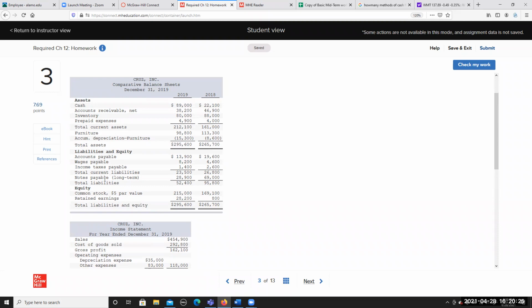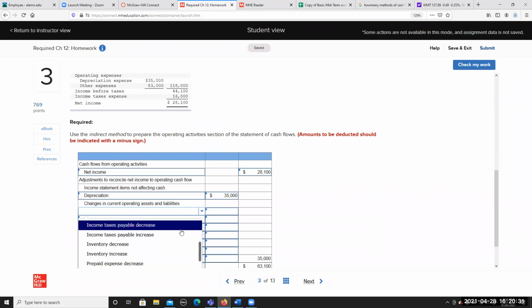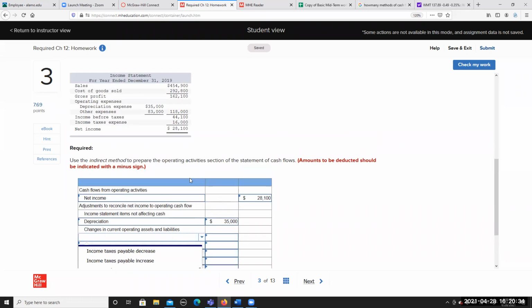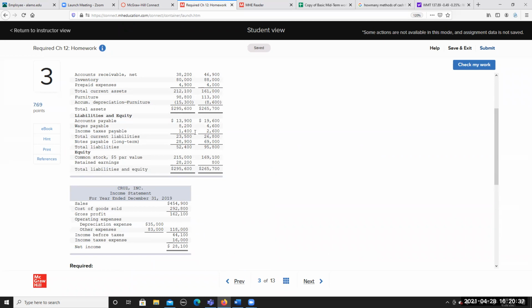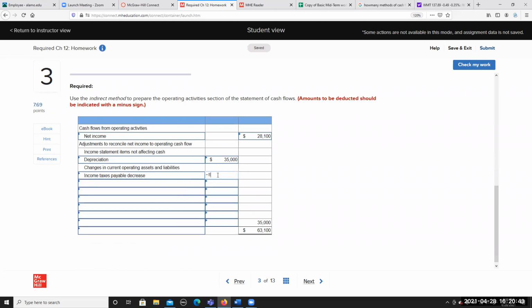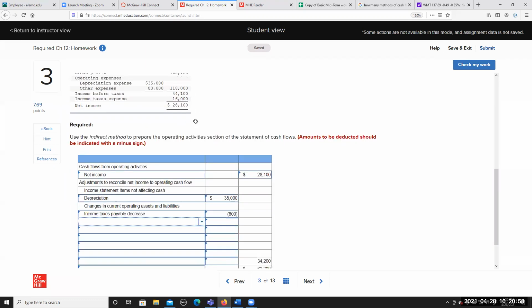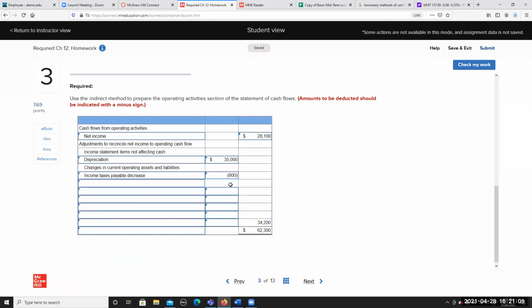Okay, let's list them. What's the change in income tax? We have to put increase or decrease. Income taxes payable went down by $800. So that's a decrease, so cash went down by $800. Now over here, what else? Wages payable went up, 56, 66, 76, by $3,600. Accounts payable increase, wages payable increase, so cash is going up.